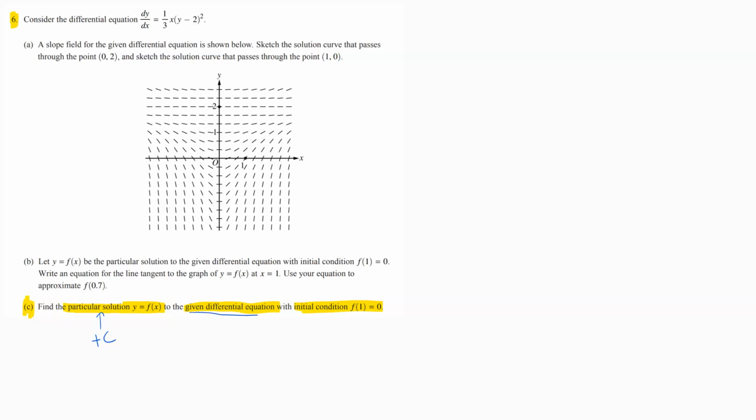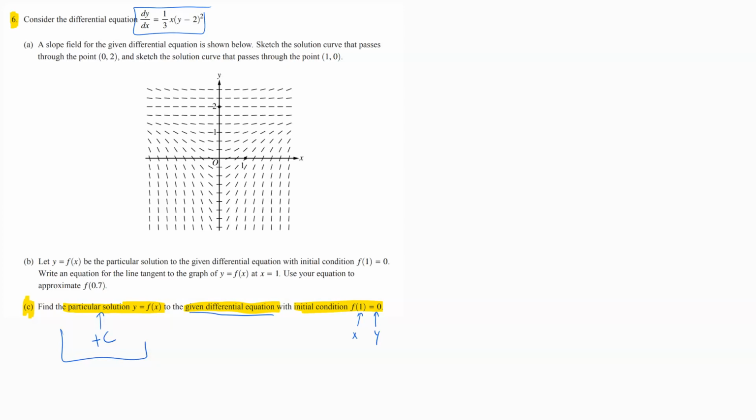So the given differential equation is this derivative up top here. And then the initial condition, that's an x value and that's a y value. And that's the point we'll use to find our plus c value that we need for our final particular solution.